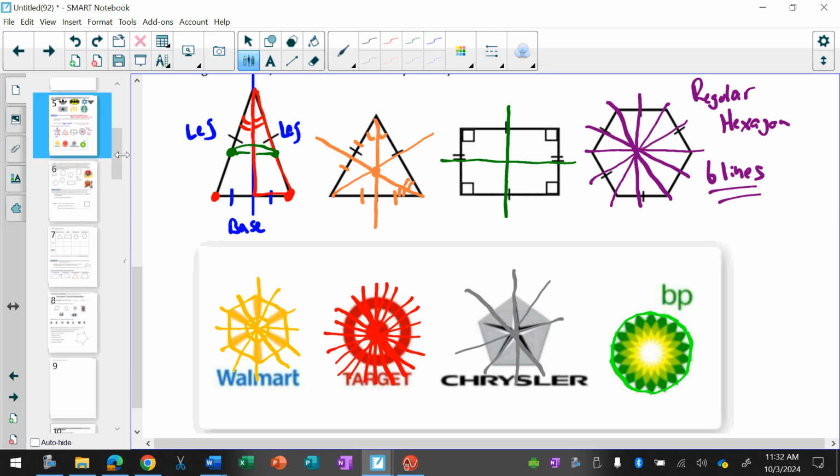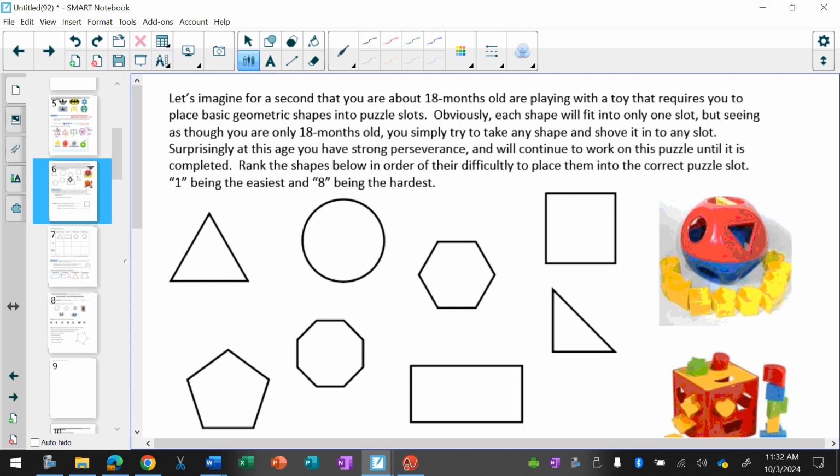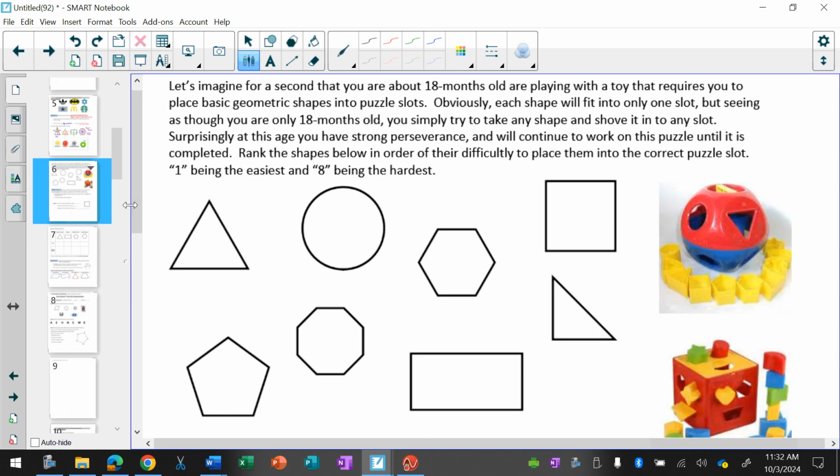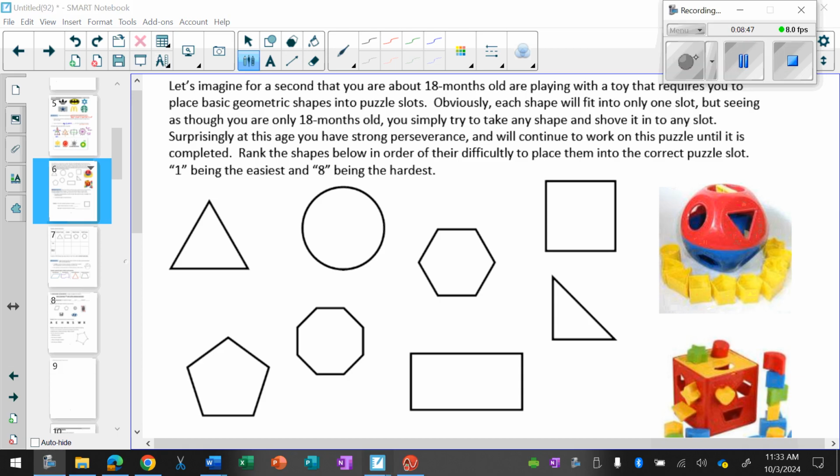What we're going to do next is something a little more complex. And we're going to use this fun childhood toy as a way for us to understand exactly what the next type of symmetry is. So in order to help us understand this next type of symmetry, we're going to watch a short little video.